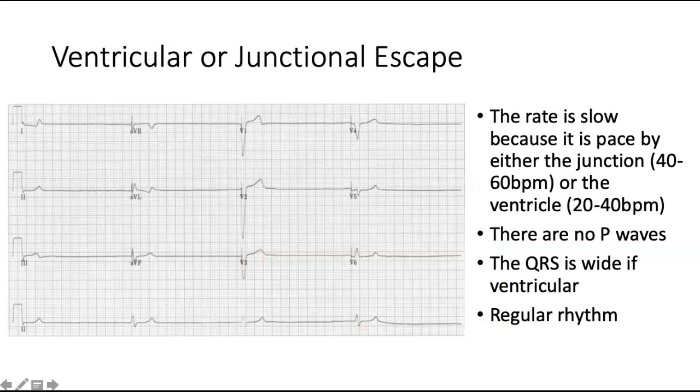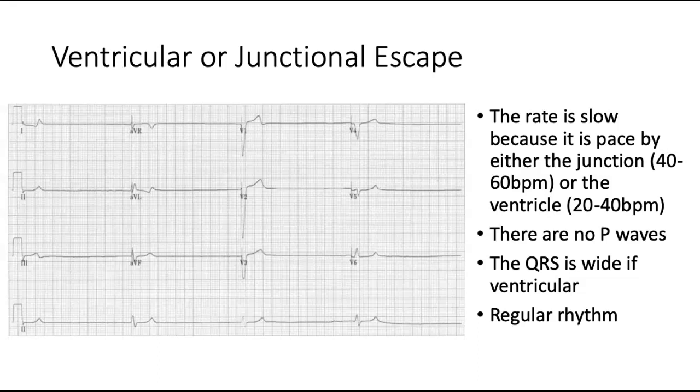Ventricular or junctional escape rhythms. So for these, the rate is slow because the heart is being paced by either the junction, which averages 40 to 60 beats per minute, or the ventricle, which is even slower at 20 to 40 beats per minute. This means that the SA node is not firing at all, and the heart is being paced by a much slower pacemaker. This can result from a sinus arrest, or high-grade third-degree AV nodal block, or even beta blocker or digoxin overdose.